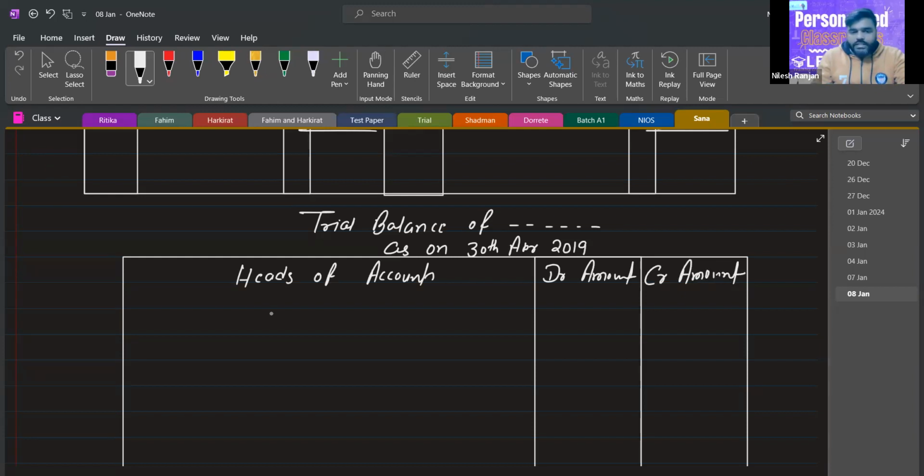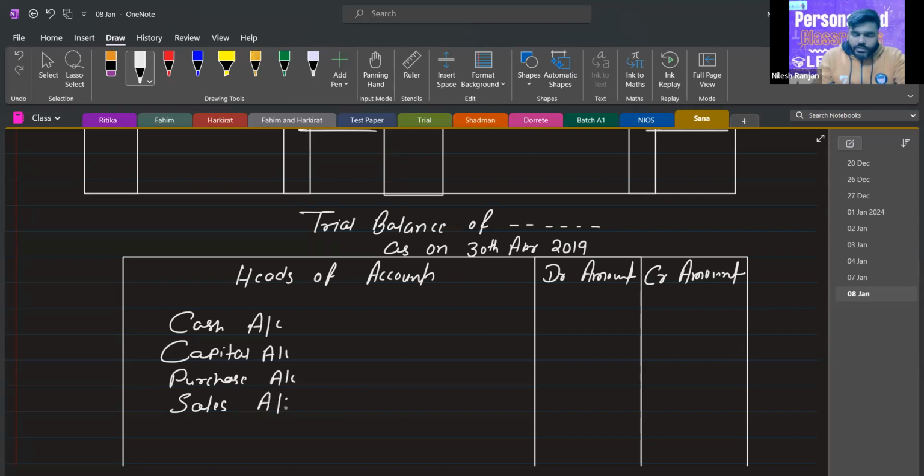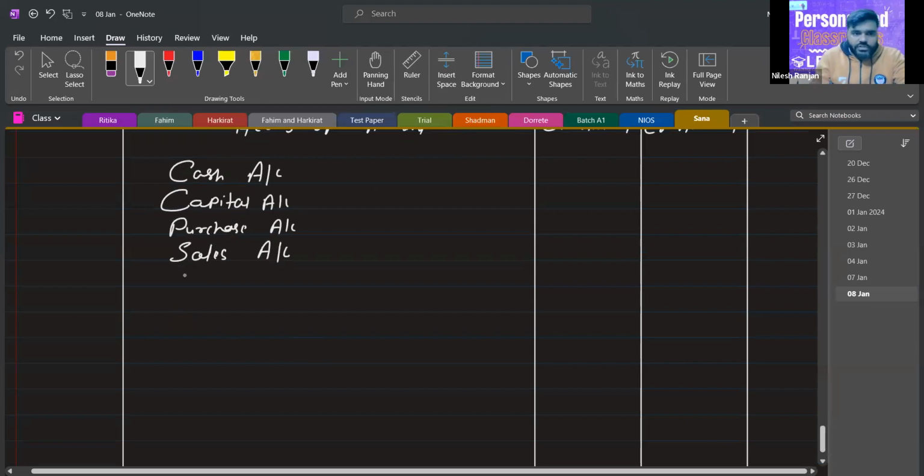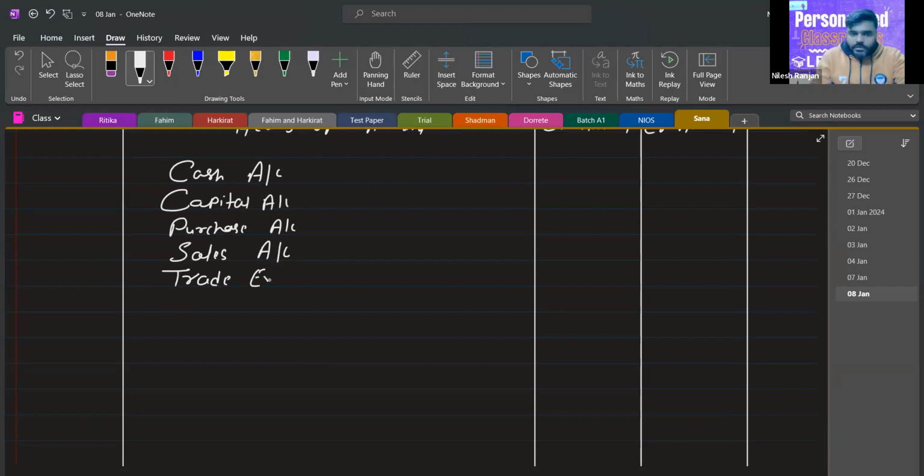Whatever the balances are, the first item was the cash account, then the capital account, then the purchase account, then the sales account. There were Gopal's and Ram's accounts also, but there was no balance in those accounts, so we will not write their names.